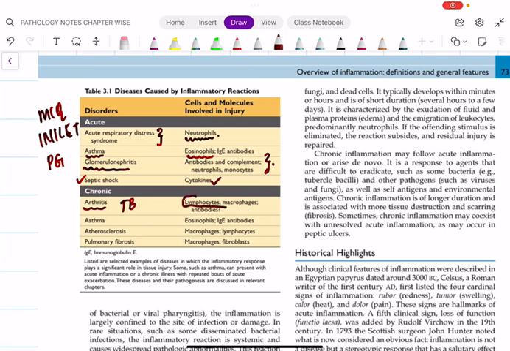Here, lymphocyte. Whenever you hear the word chronic, remember lymphocytes and macrophages. Asthma, it may be an acute asthma or a chronic asthma. Chronic asthma, also definitely, the one who is going to respond is eosinophils. Atherosclerosis, pulmonary fibrosis, all those we have macrophages and lymphocytes.